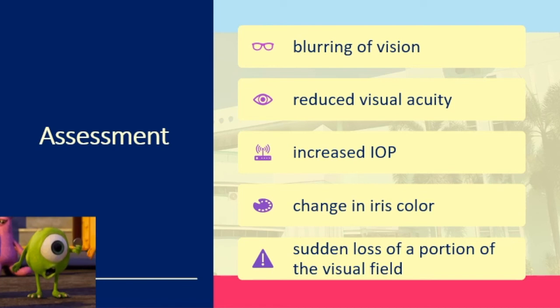There will be a change in the color of the iris as shown in the previous slide. You could see that there is brownish discoloration there already. Then there could be a sudden loss of a portion of the visual field. The sudden loss of a portion of the visual field may be related to the compression of your melanoma on your optic nerve already, if there is enlargement and compression of the optic structures already.